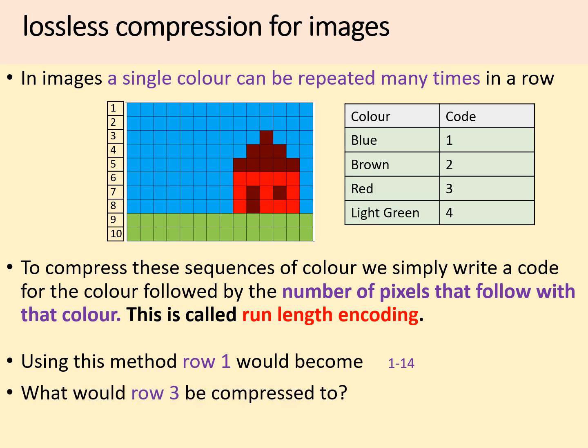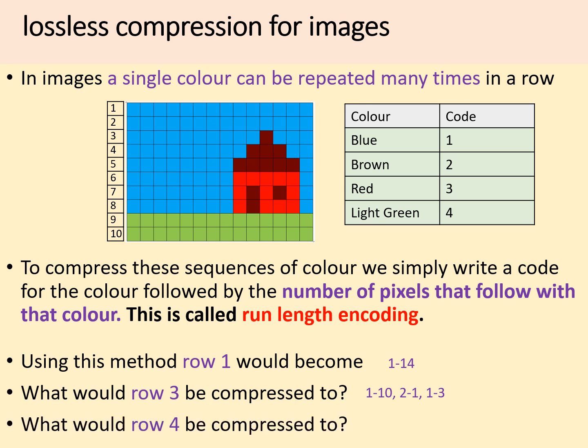If we have a look at row 3, we've got 1, 2, 3, 4, 5, 6, 7, 8, 9, 10 pixels that are blue. So we can write down 1 for blue and then 10 of them. Then we've got a brown pixel, so we can write 2 for brown. We have 1 of them. And then we're back to blue, so we've got 3 blues. So we write down the color, which is 1, and then we have 3 of them.